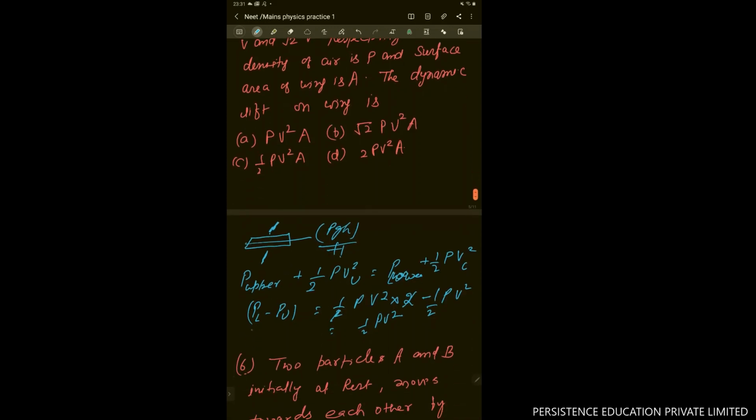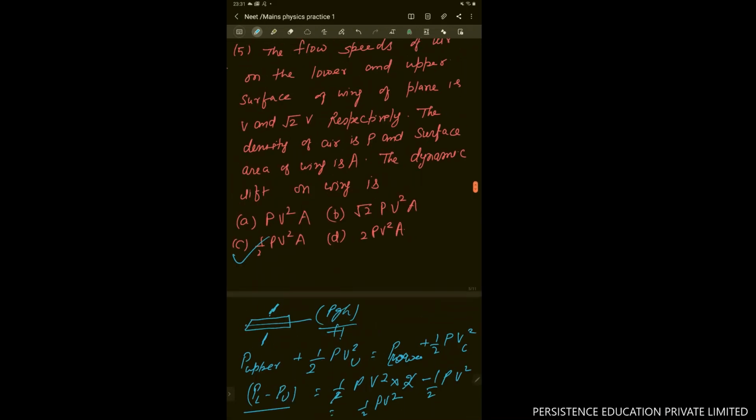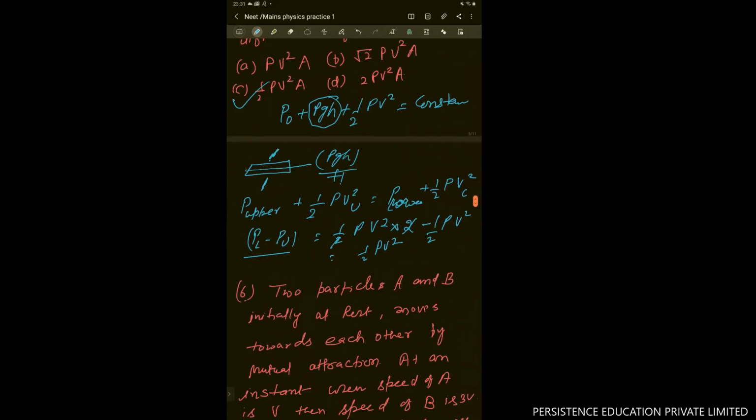Now you want to find the dynamic lift. So pressure into area, if you multiply with the area, you will get the answer as C. Again, you have to check the calculation and check Bernoulli's equation. You have to understand there is an assumption here also: as the thickness of the wing of the plane is not given or is very small, we have ignored this term. You have to be very clear with this.